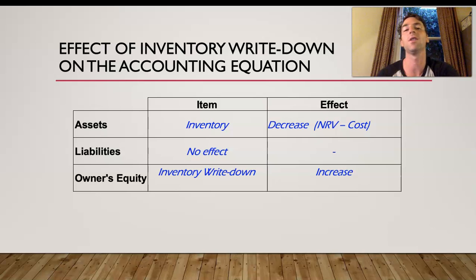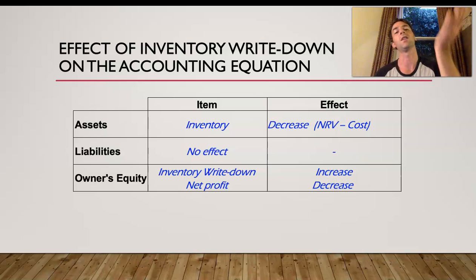How does our owner's equity decrease by inventory write-down increasing? I've just told you owner's equity must decrease. How does owner's equity decrease when we have an increase in an owner's equity account? It must be an expense. So our net profit will decrease because we're increasing our expenses.